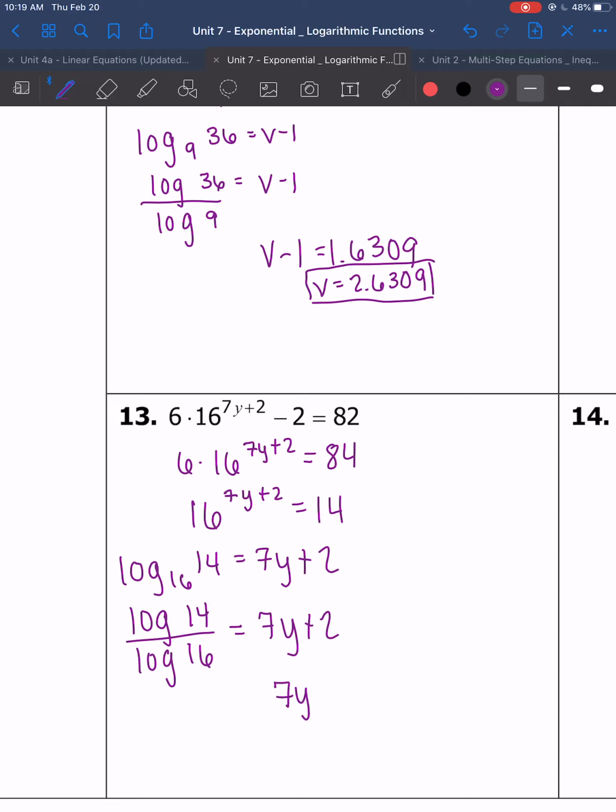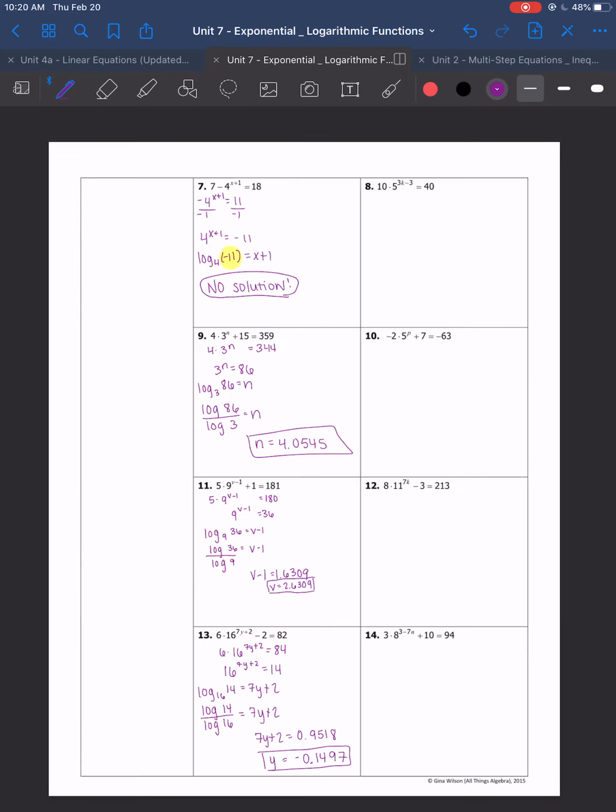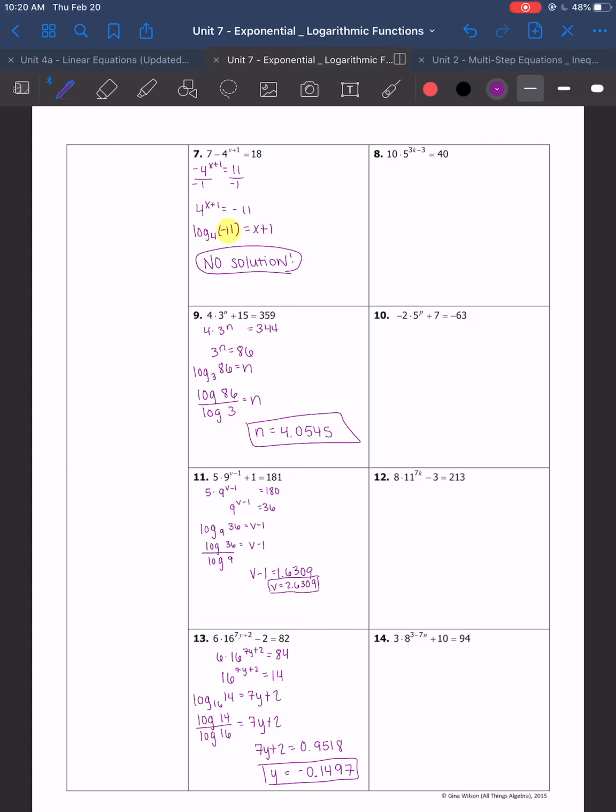So 7y plus 2 equals 0.9518. And then solve for y. So subtract 2 and divide by 7. So you get negative 0.1497. So that's how you solve exponential equations when you can't find the same base.